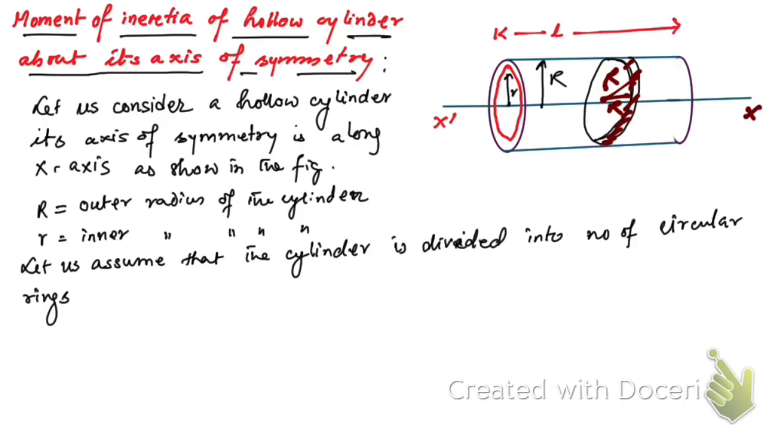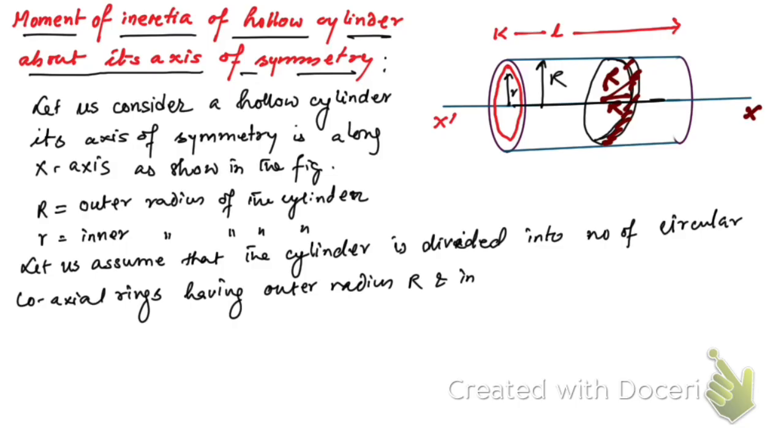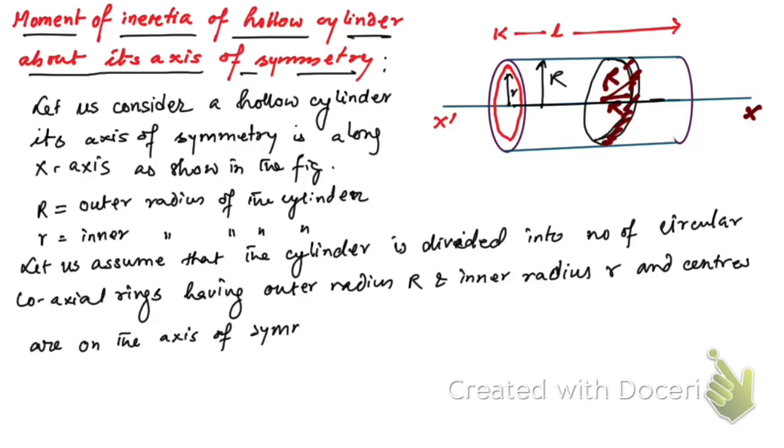So let me write here coaxial rings. Coaxial rings means the same axis passing through the center, having the same internal and external radius, outer radius capital R and inner radius small r, and their centers are on the axis of symmetry of the cylinder. Right, we have considered that way.